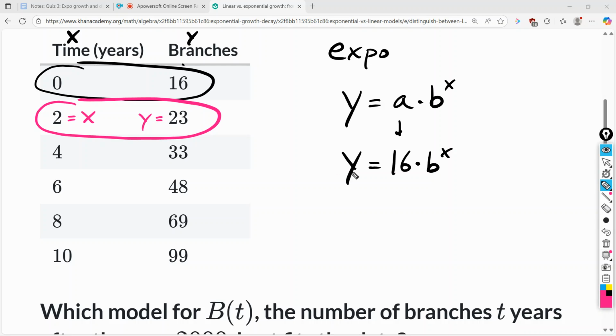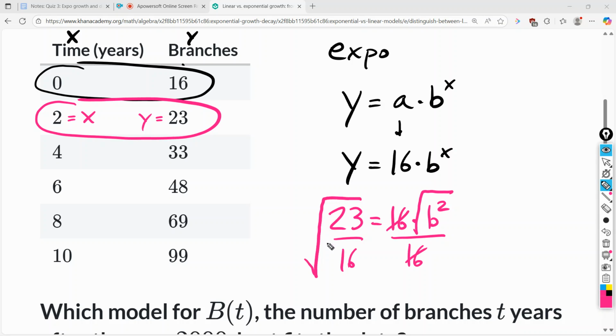All right, if y equals 23, that's going to equal 16 times b, and x is 2. So that's going to be times b squared. All right, solving for b squared, the opposite of times 16 is divided by 16. So the 16s cancel. B squared is this right here. The opposite of squaring something, the way to undo something squared, is to take the square root. So you want to take the square root of both sides.